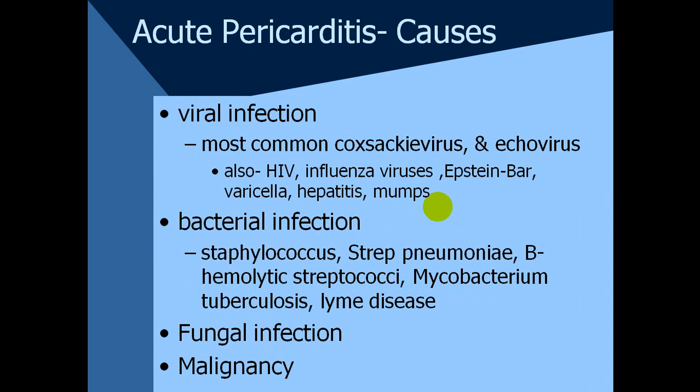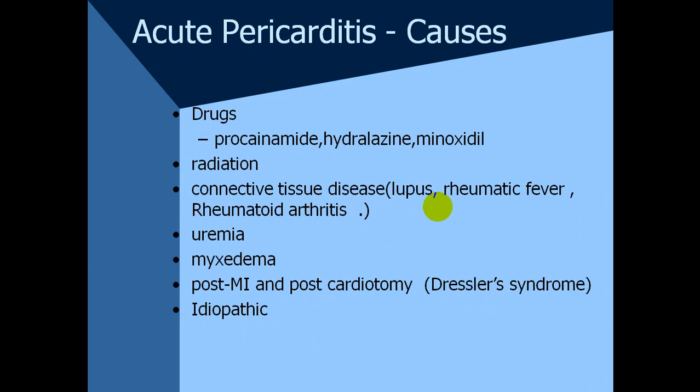The viral causes are most commonly Coxsackie B and A virus and echovirus, also HIV, influenza viruses, Epstein-Barr virus, varicella, hepatitis, mumps. Bacteria include staphylococcal, streptococcal pneumonia, beta-hemolytic streptococci, Mycobacterium tuberculosis, and Lyme disease. Fungal infection and malignancy. Drugs can cause acute pericarditis, like procainamide, hydralazine, and minoxidil. Radiation, and connective tissue diseases like lupus erythematosus, rheumatic fever, and rheumatoid arthritis.